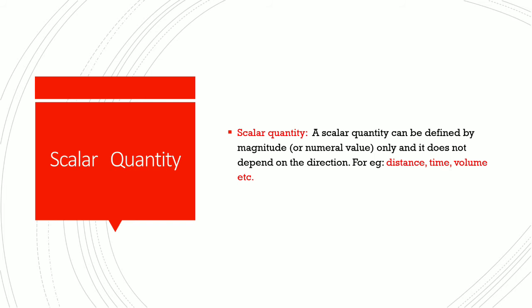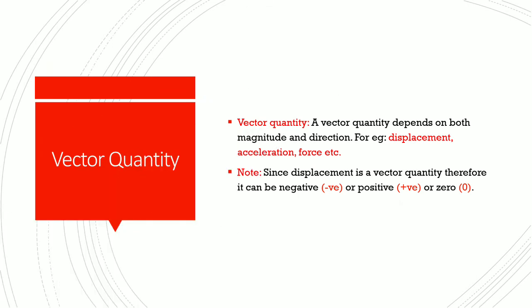Next we have scalar and vector quantities. Since we have already discussed that distance is a scalar quantity and displacement is a vector quantity, let us start. A scalar quantity can be defined by magnitude or numerical value only, and it does not depend on the direction. For example, distance, time, volume, etc. Whereas a vector quantity depends on both magnitude and direction. For example, displacement, acceleration, force, etc. Since displacement is a vector quantity, it can be negative, positive, or 0.